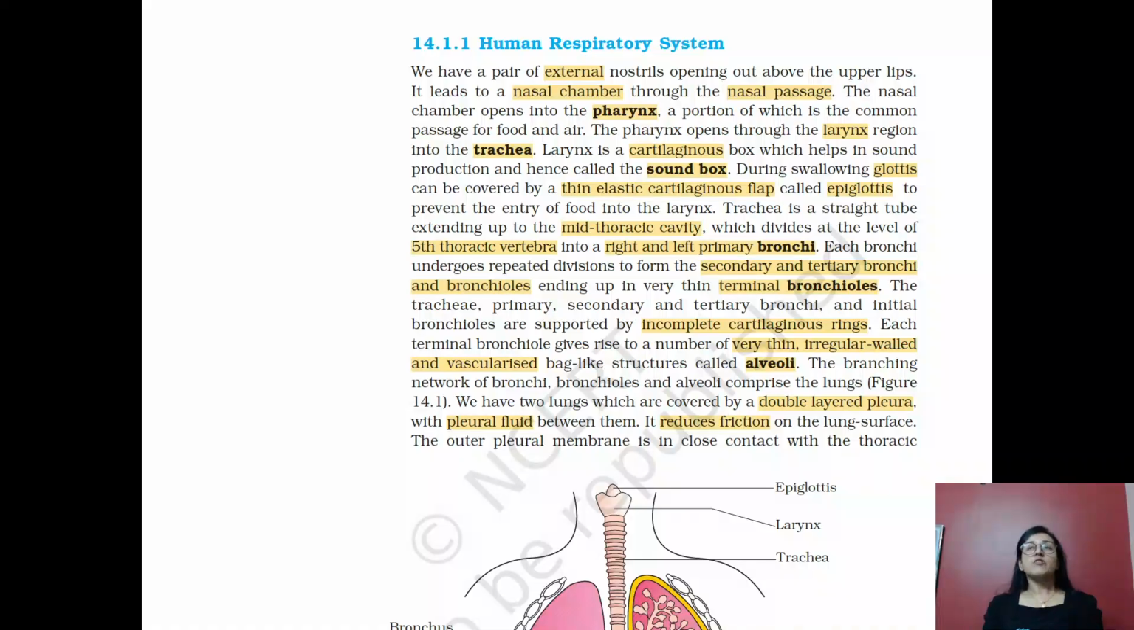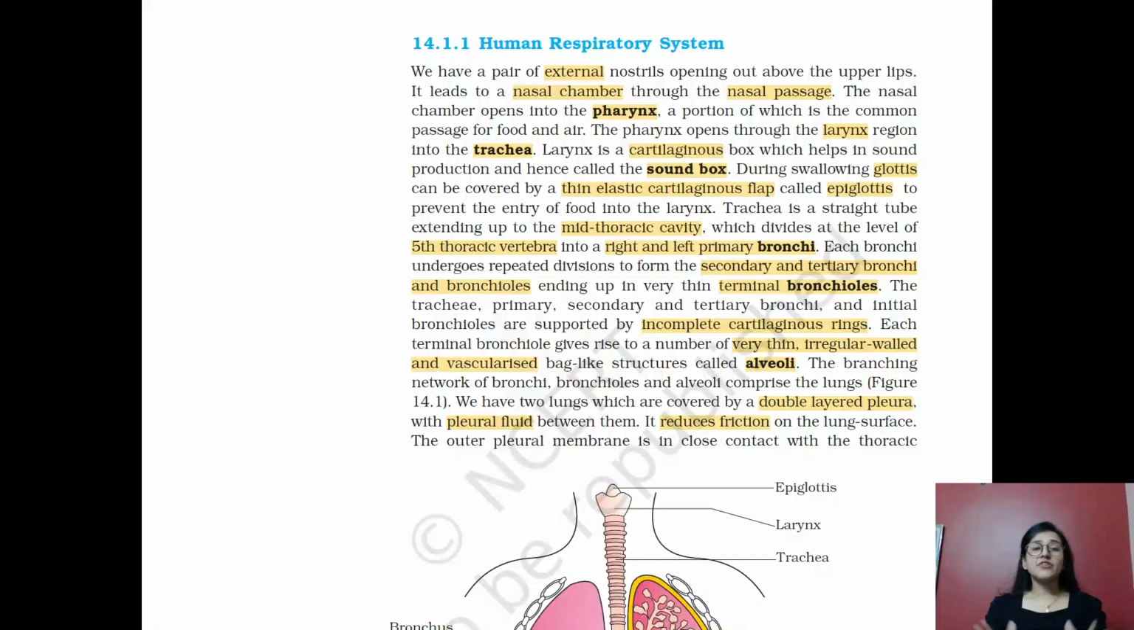So now you can think of this whole respiratory system as an inverted tree. Imagine a tree with a single trunk. This trunk is known as the trachea here. Then the trachea divides into 2 right and left primary bronchi. Imagine this to be 2 branches of this tree.